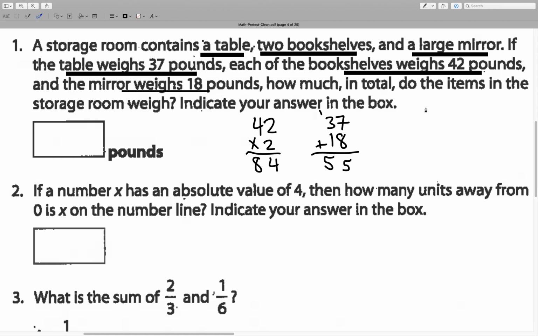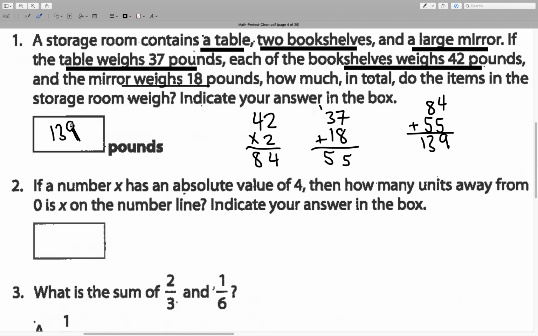5. Now we do 84 plus 55 right over here. 4 plus 5 is 9. 8 plus 5 is 13. Exactly. So our answer right here would be 139. Questions? Anybody questions? Okay, let's go ahead and go on to number 2.